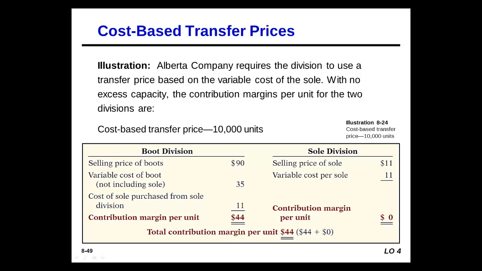This cost-based transfer system is a bad deal for the sole division, as it reports no profit on the transfer of 10,000 soles to the boot division. If the sole division could sell these soles to an outside customer, it would make $70,000, which is the 10,000 soles times the $7 contribution margin, as shown in illustration 8-18. The boot division, on the other hand, is delighted. Its contribution margin per unit increases from $38 to $44, or $6 per boot. Thus, this transfer price results in an unfair evaluation of these two divisions.